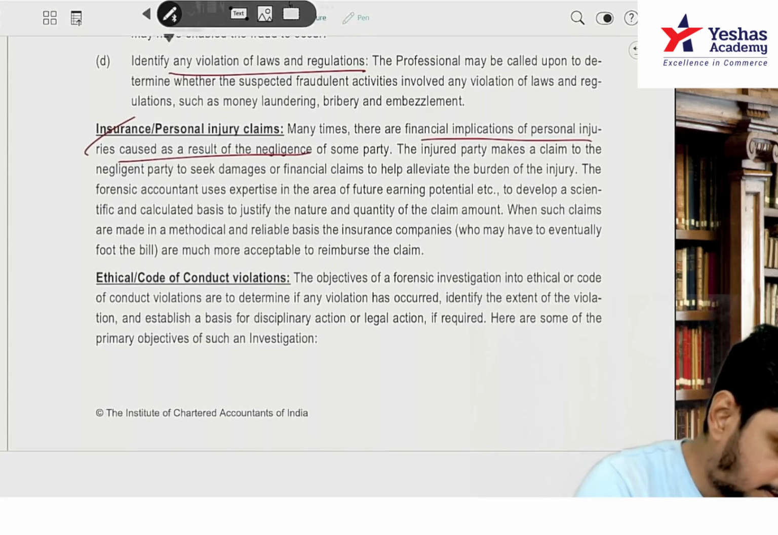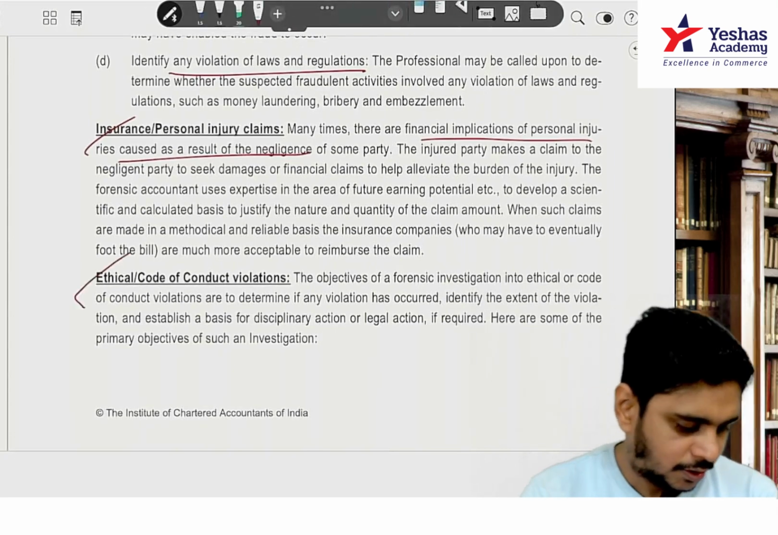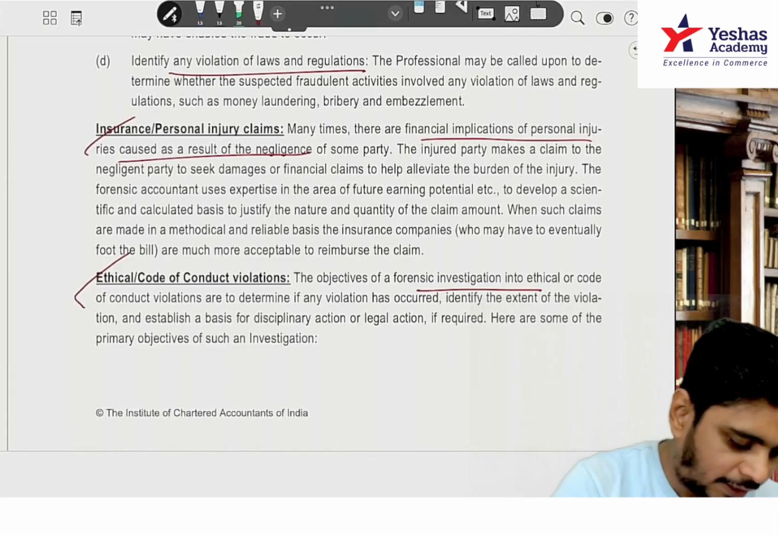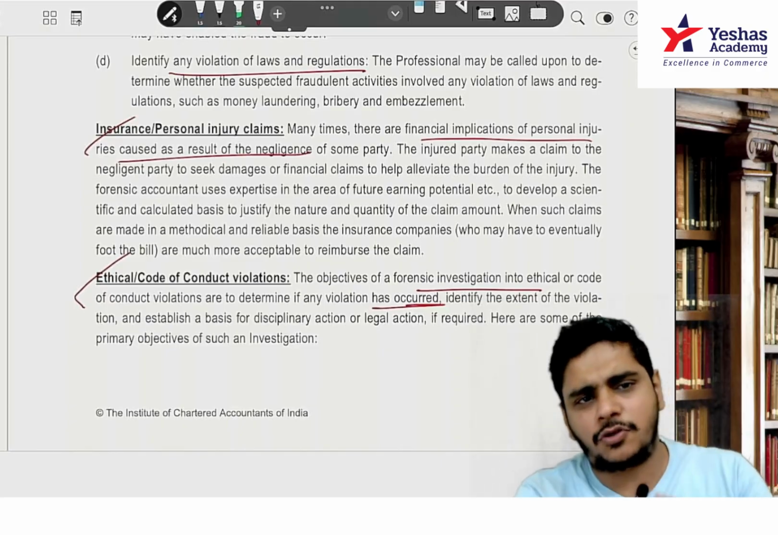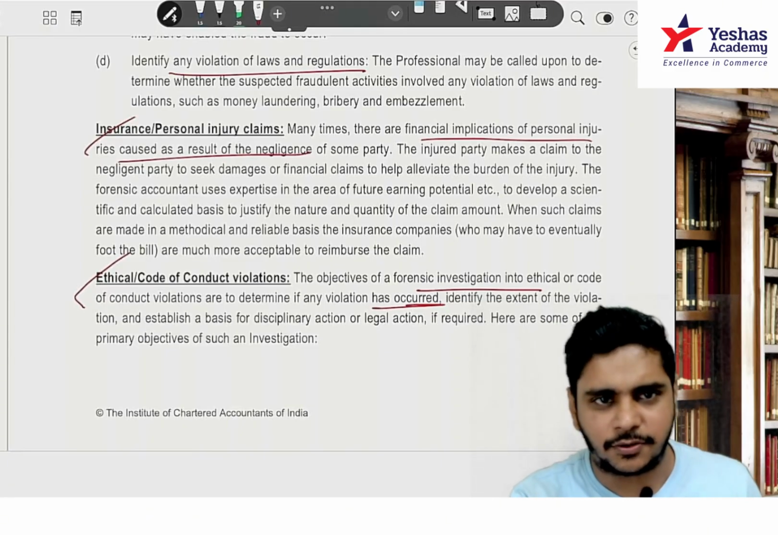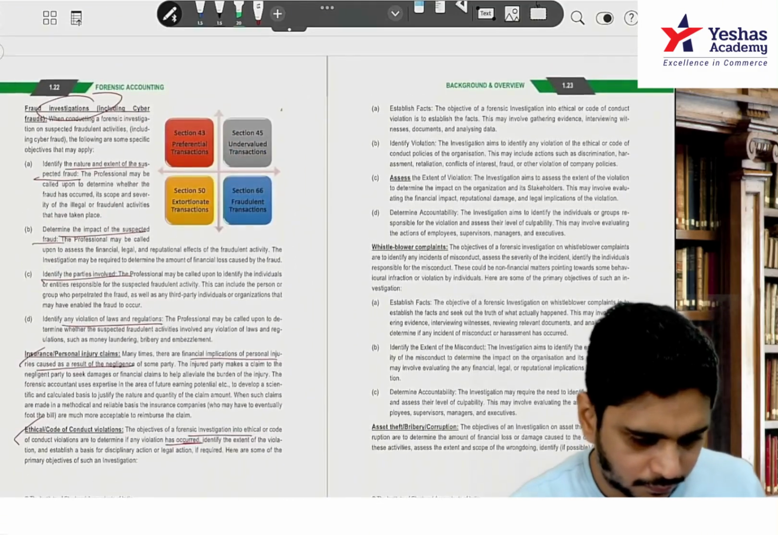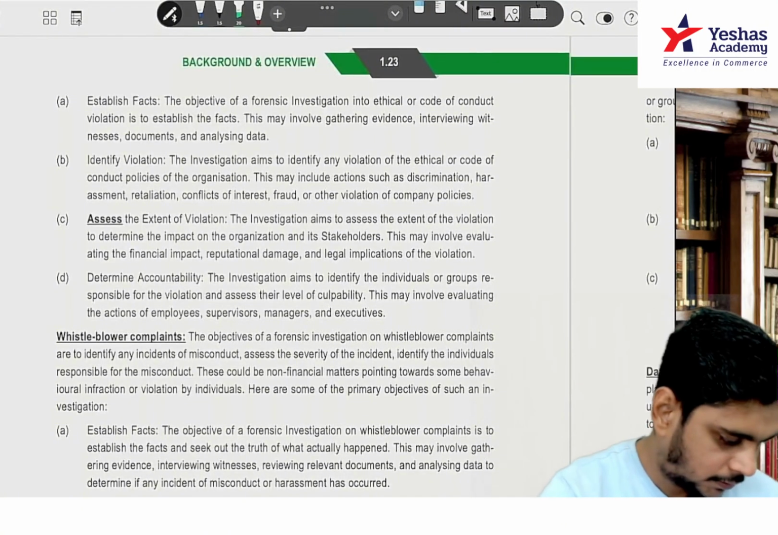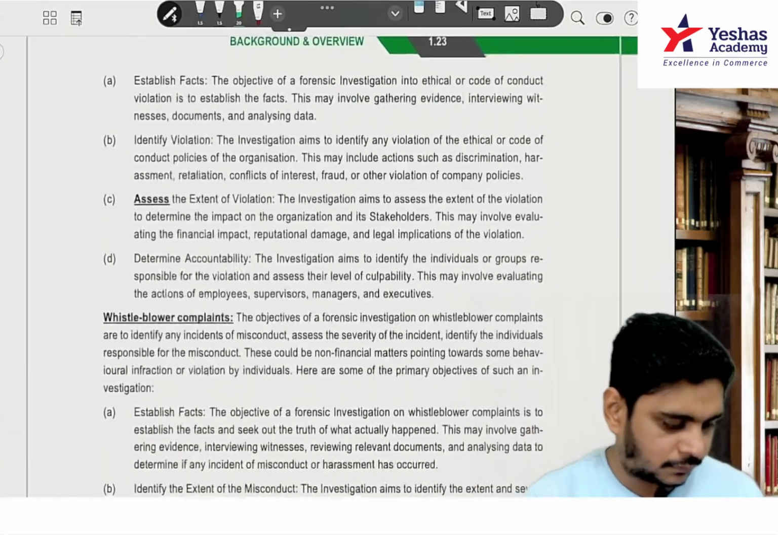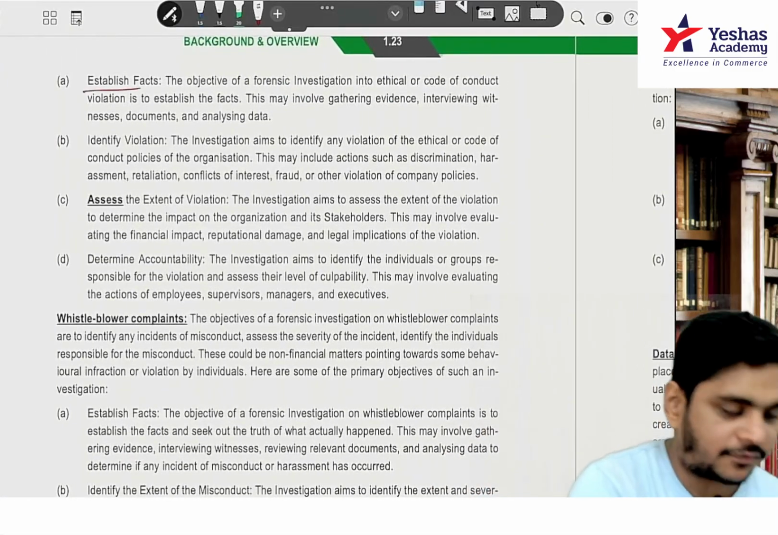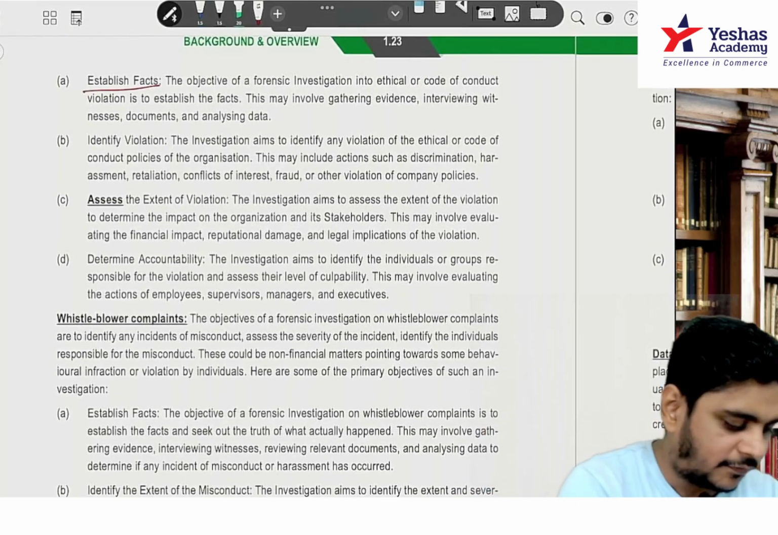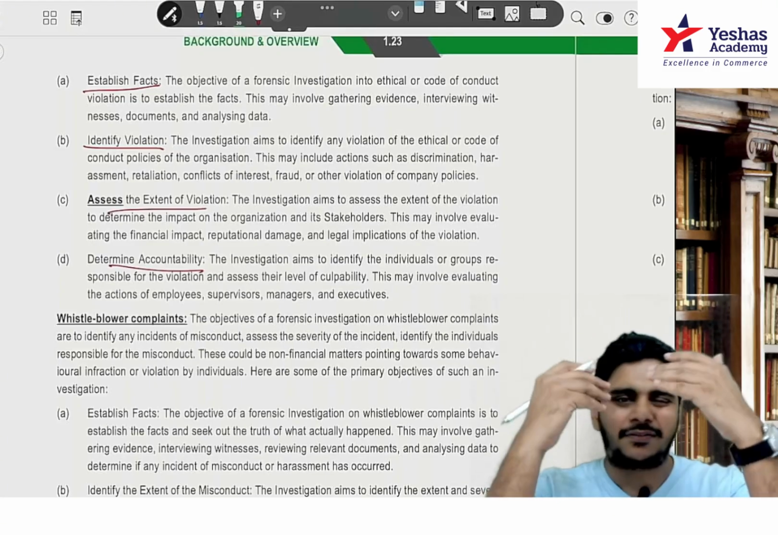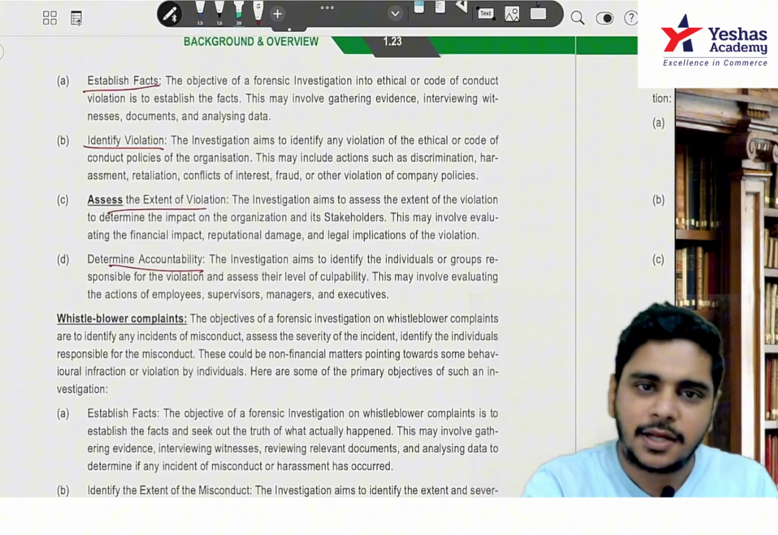Then ethical code of conduct violations. The objective of a forensic investigation into ethical or code of conduct violations is to determine if any violation has occurred. So the forensic professional will also check for any code of ethics violation. He will judge that. This is one more duty. Here you will establish the fact that the code of ethics has been violated. You will identify which clause has been violated, what is the extent of the violation, and determine the accountability. So remember the heading: a forensic professional can detect ethical violations also.